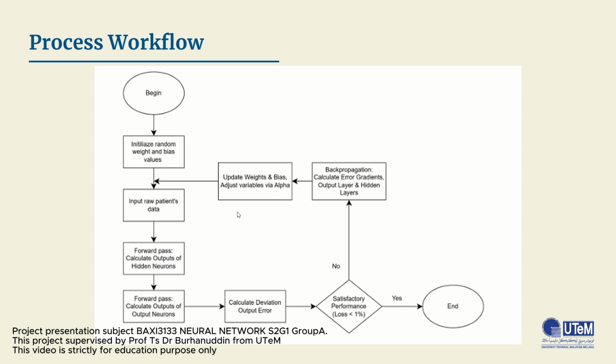The hidden layer neurons compute their weighted sums and add their bias input and pass the values through the sigmoid function. Next, we calculate the output error, and at this point, the network encounters a decision branch, which is check the satisfactory performance. If the error rate has dropped within our satisfactory threshold, which is 1%, the loop breaks and the parameter locks, and it ends the loop.